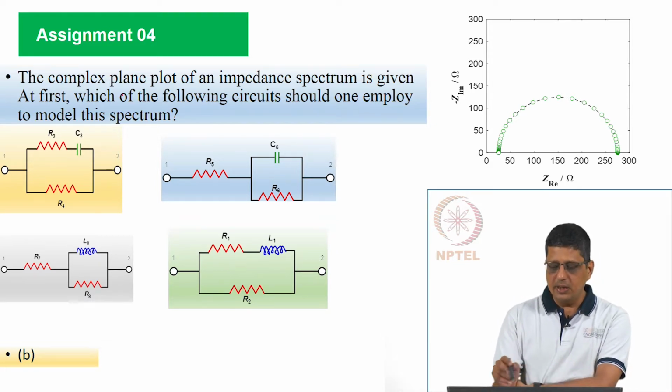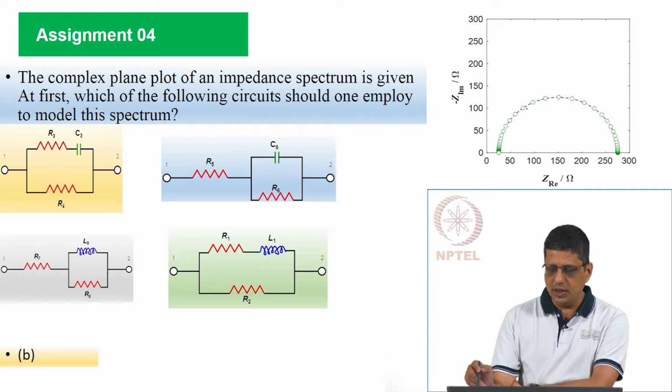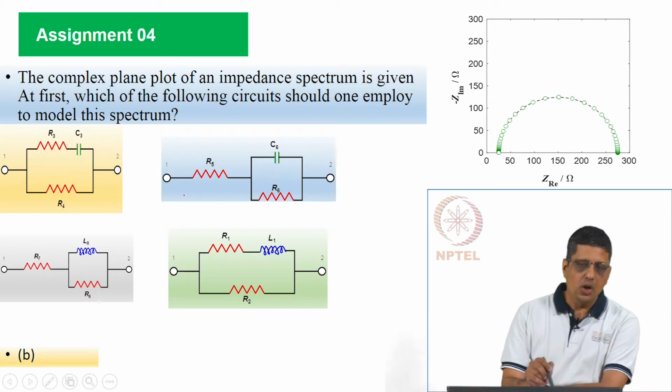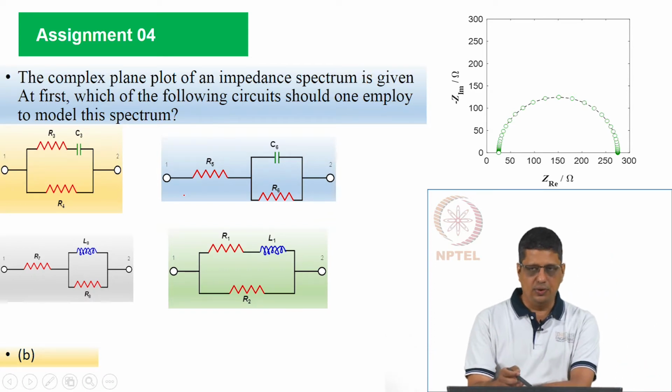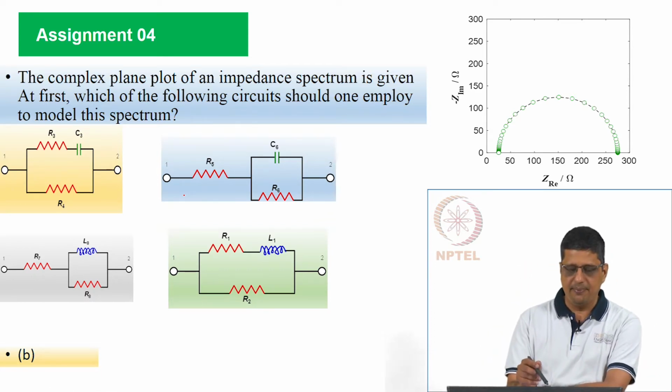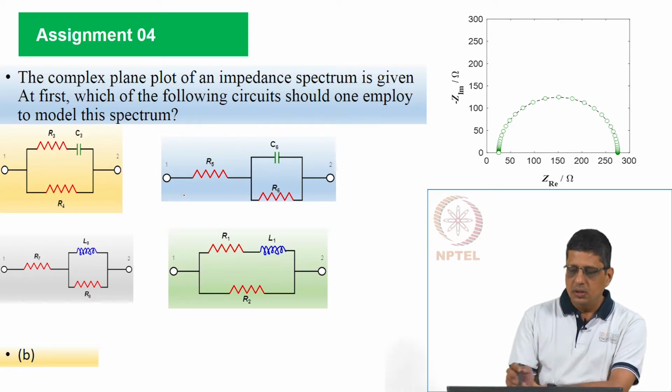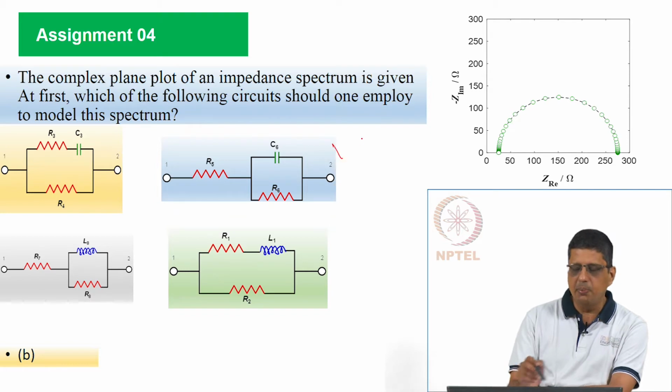So, you have a complex plane plot of impedance spectrum shown here. It looks like a semicircle. You are given 4 choices. Out of these, which model should you use or at least start with? Okay. If it is an electrochemical system, I would normally start with this option B.